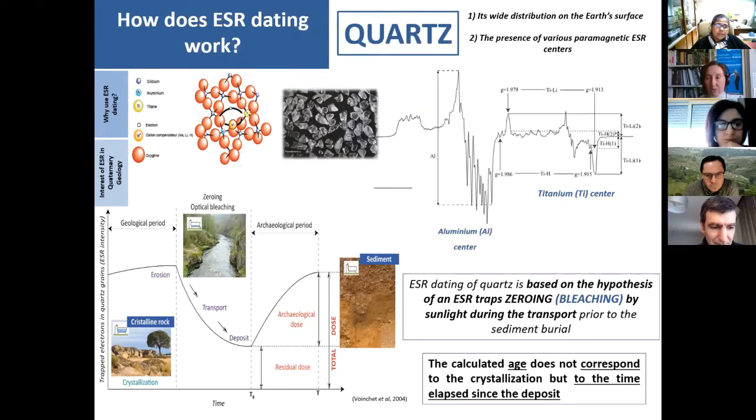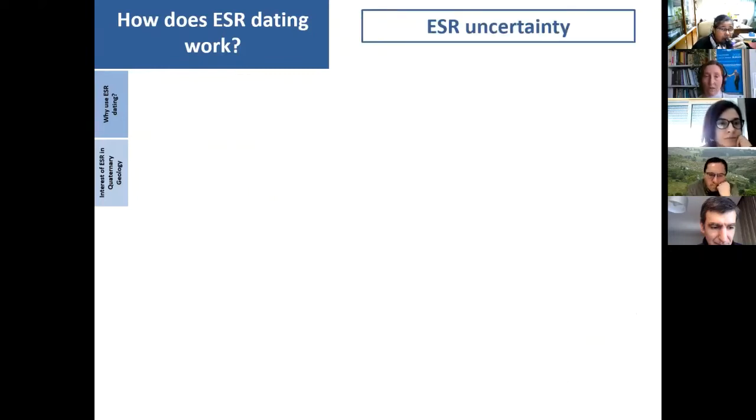The aluminum center is the most used in geochronology because it is always seen in quartz, but its bleaching is incomplete. Only a part of the trapped electrons is released, even after a long light exposure. So a residual dose must be subtracted from the total dose in order to obtain the dose really received by the sample since its burial. On the contrary, the titanium center shows a complete bleaching.